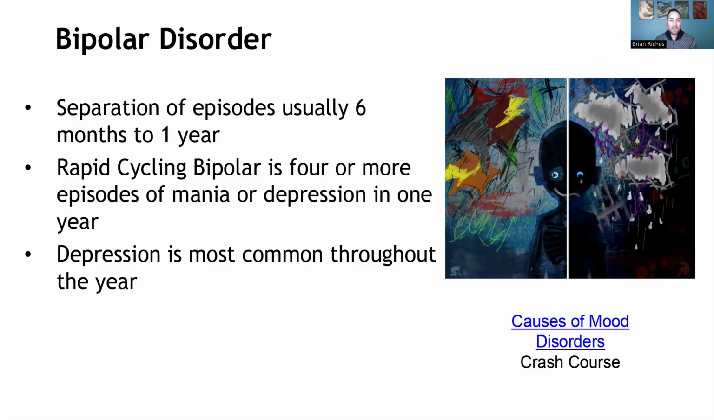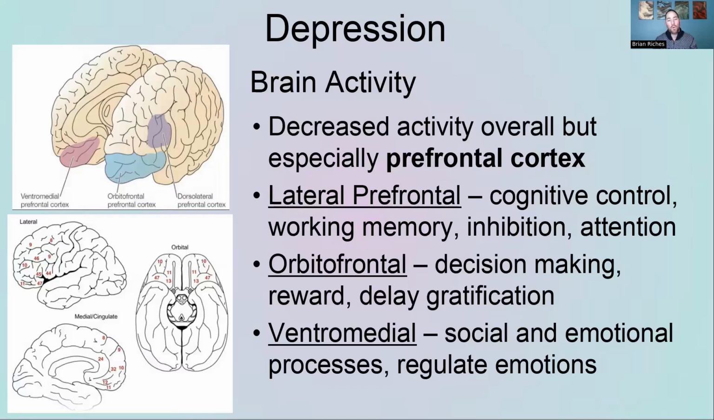So just to make sure that's a little bit clear before we look at what the brain is doing specifically in depression. We talked about mood disorders, major depressive disorder and then bipolar, and now we're going to focus on the neurology of major depression. So brain activity, we see decreased activity overall. So overall the brain is depressed. Just like alcohol is a depressant, it makes all of the neurons work a little bit slower.